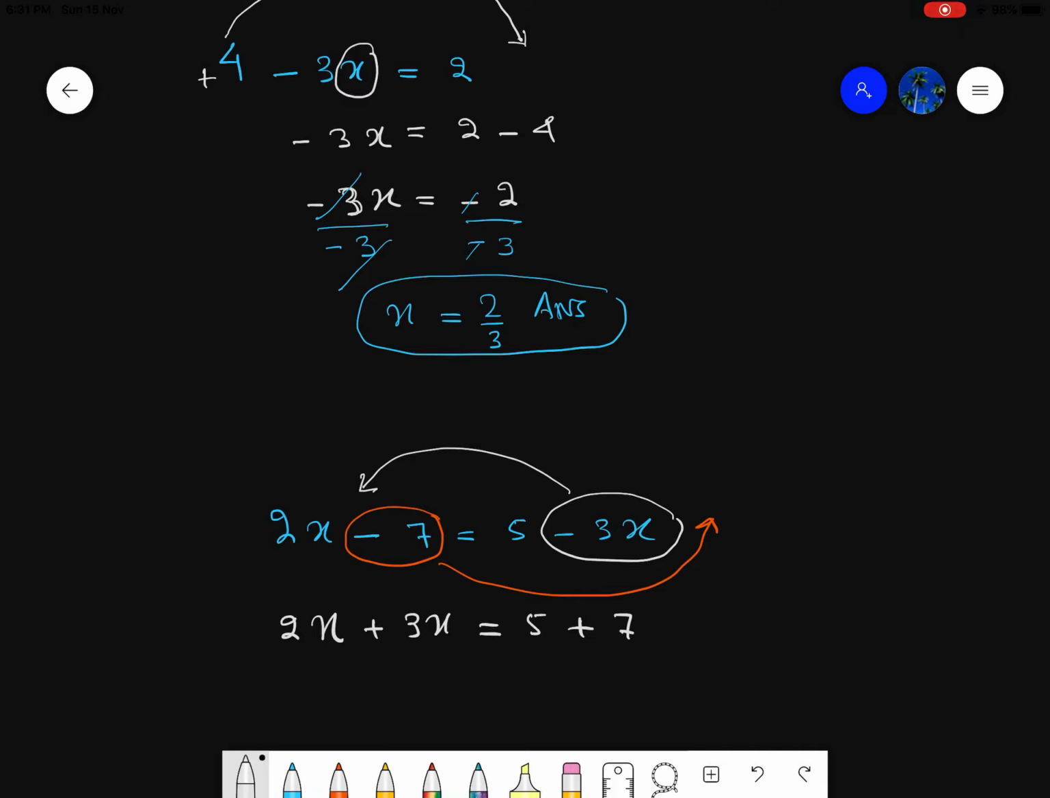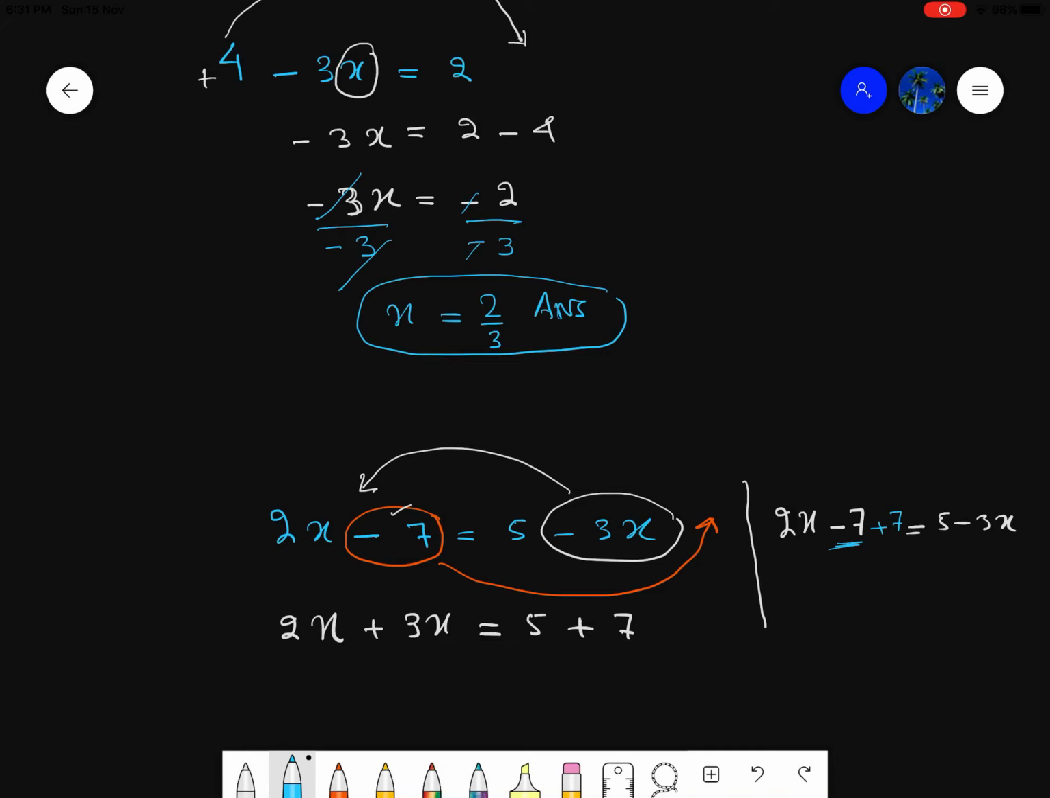And when you move -7 from one side of the equation, it will become +7. I'm sure you are familiar with the procedure involved in this one. So if it is 2x minus 7, for example, is equal to 5 minus 3x, we need to remove this -7 from here. So what we'll do is +7.